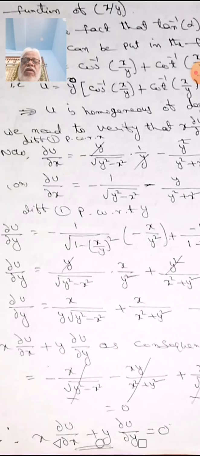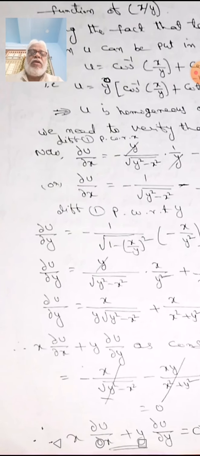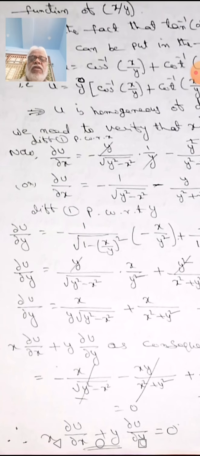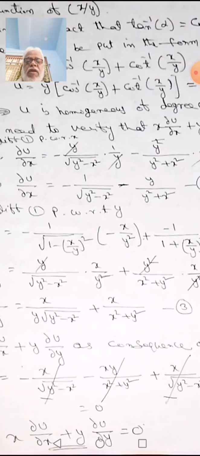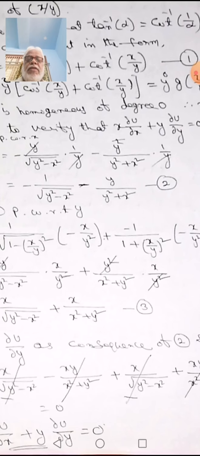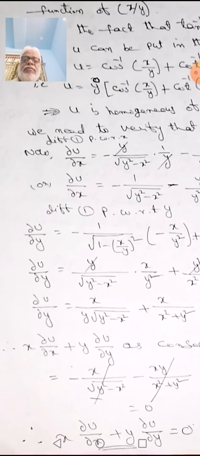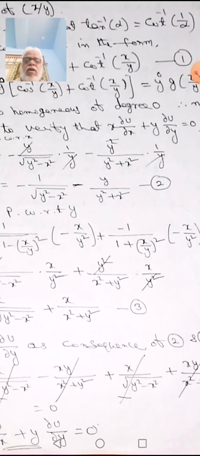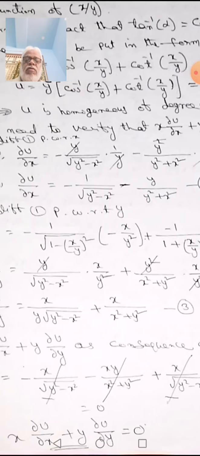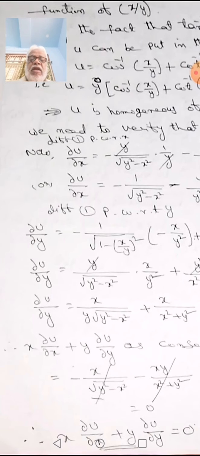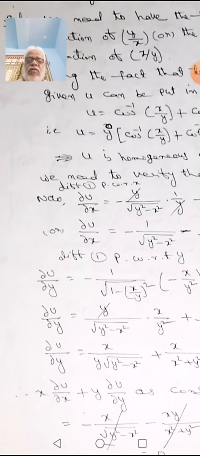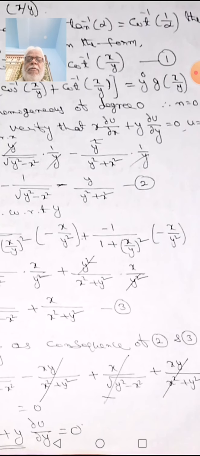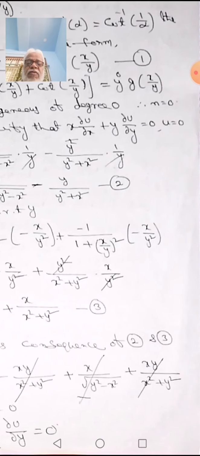So the second is ∂u/∂x. If you multiply it with x, it will come x ∂u/∂x, which is x/√(y² − x²) − xy/(x² + y²). Then the third, multiplied with y, gives x/√(y² − x²) ... because y cancels, that's why −x/√(x² − y²) + xy/(x² + y²).